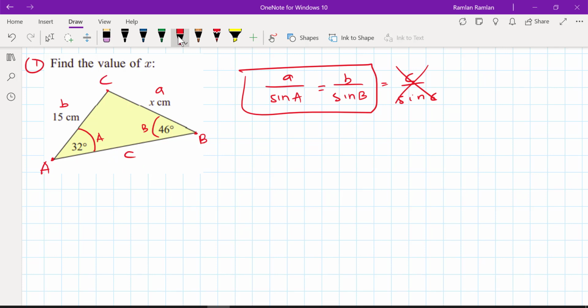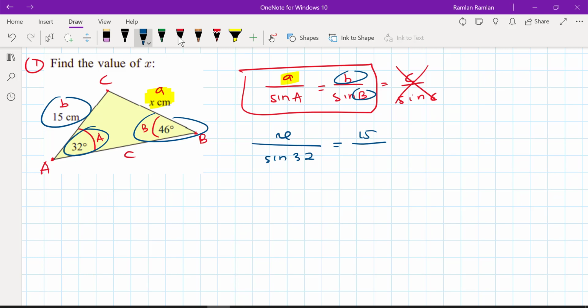Okay, now let's see what we have here. We already determined which one is angle A, which one is angle B, and which one is side length a and side length b. So we only need to plug in all of the values here. The value of a is this one, the x. So just write down x over here, and then sine A, that'll be sine of this angle over here, that'll be 32. Then equals b, this b here is going to be 15, and this angle is going to be 46, so there'll be just sine 46 degrees.